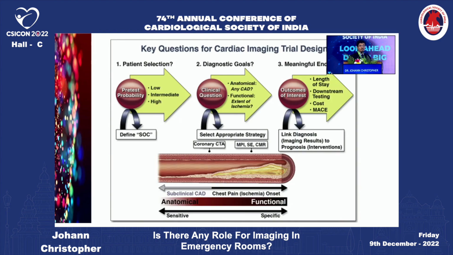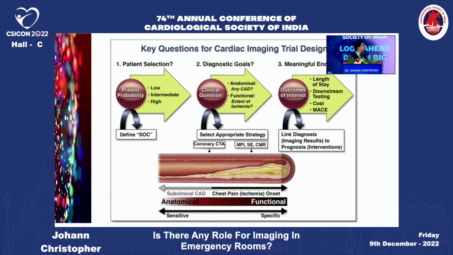Now, before we move into the imaging for the ER, there are basically three big questions we would like to talk about. One is, what is the kind of patient that you're looking at? Is it a low, intermediate, or high risk? So that has to be defined before we choose a technique.